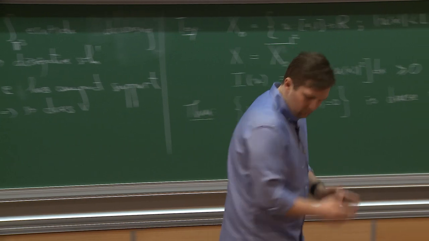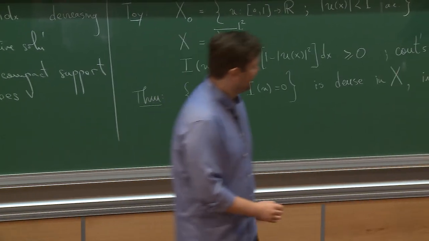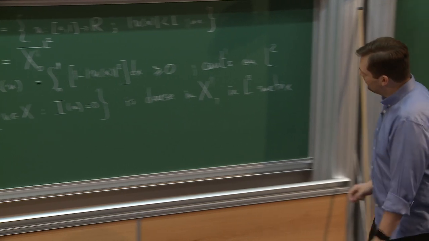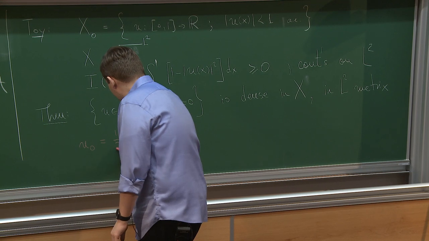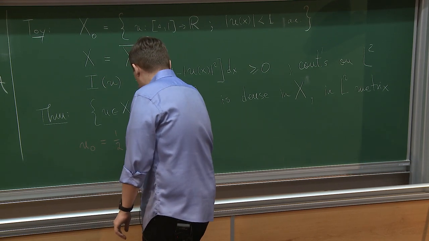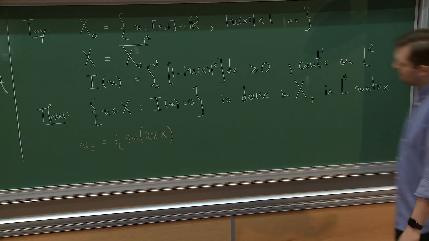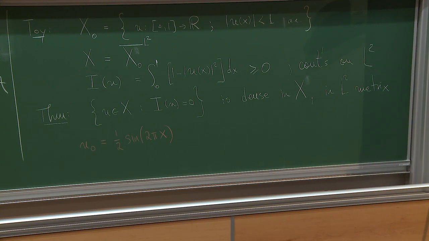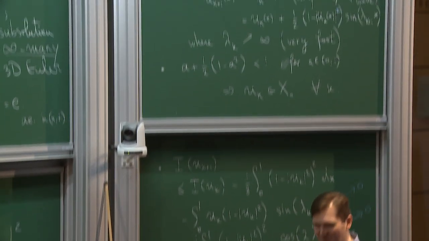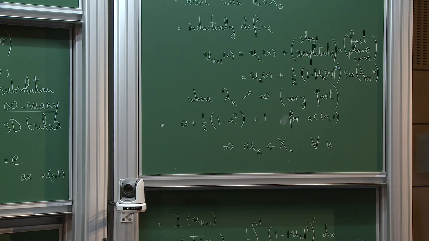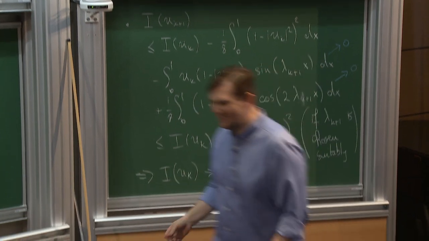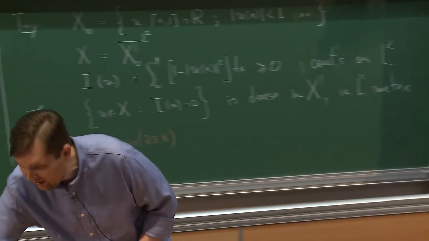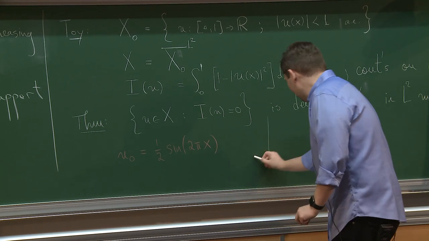Now, I had prepared on my computer, if you start with 1/2 sine of 2 pi x, which is obviously an element in X0, and you choose lambda_k's. I know that exponentials work, so you choose them exponentially. You can plot on your computer what u_8 looks like, or u_10. I drew some pictures, but I can't show them to you now. But let me try to sketch what they look like.